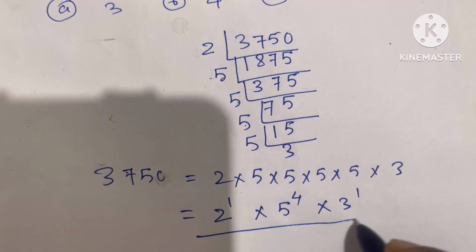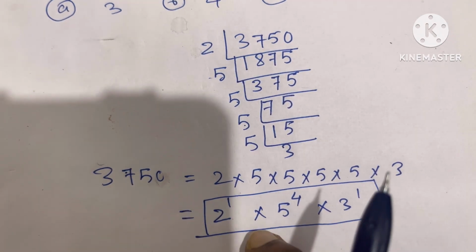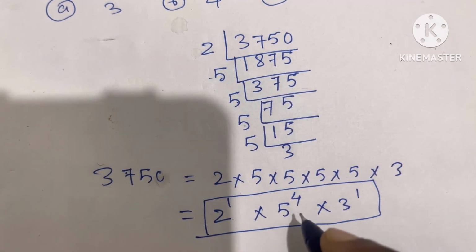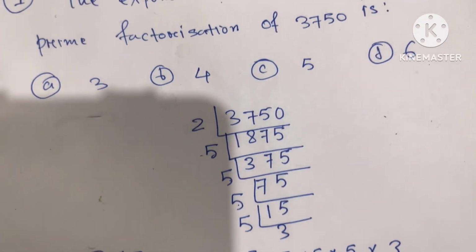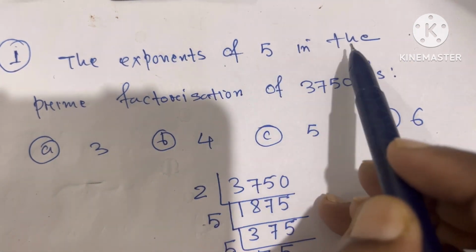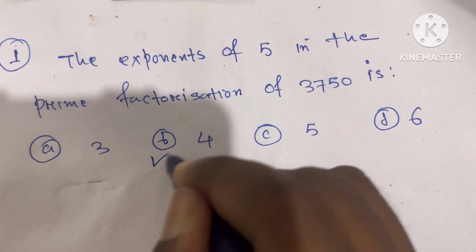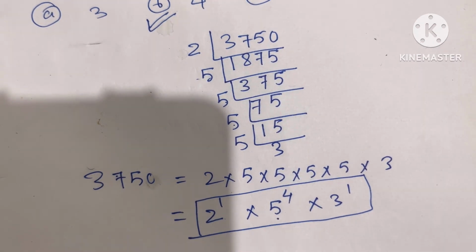So we got the exponent of 5. After writing this as a product of prime exponents, the exponent of 5 is 4. So which option is correct? The exponent of 5 in the prime factorization of 3750 is 4, because I got the exponent of 5 as 4. Okay.